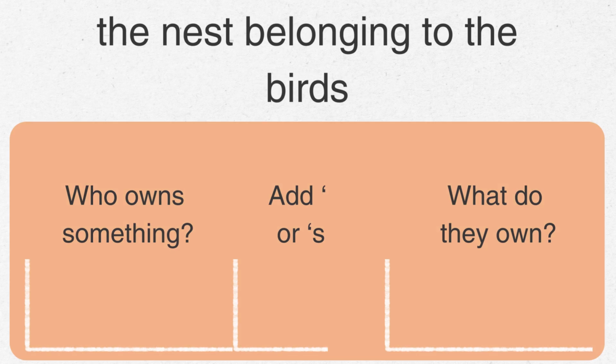The nest belonging to the birds. Again, who is our owner? Does our owner end in S? If so, we're just adding an apostrophe. If the owner does not end in S, we'll add an apostrophe S. And what does the owner own? The nest belonging to the birds.